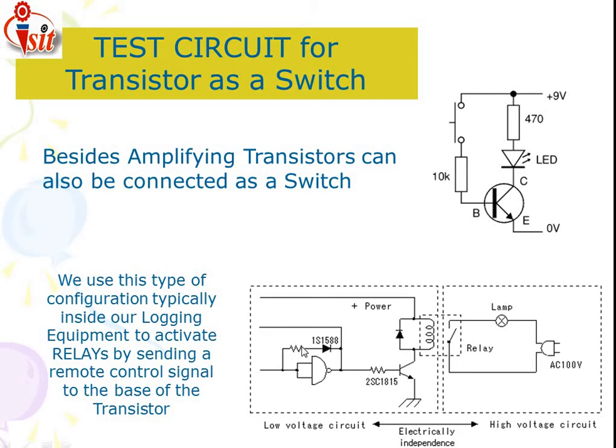The test circuit for the transistor, in which besides amplifying, the transistor can also be connected as a switch. We use this type of configuration typically inside our logging equipment to activate the relays by sending a remote control signal to the base of that transistor.